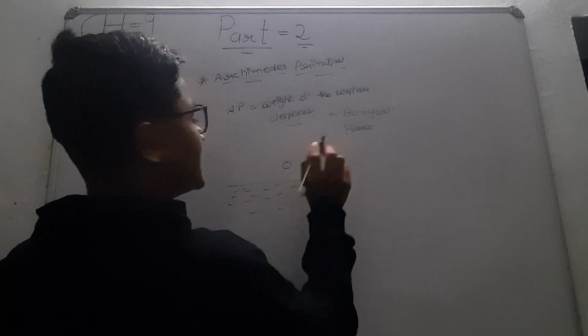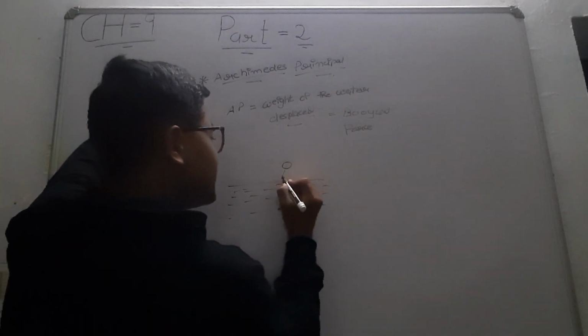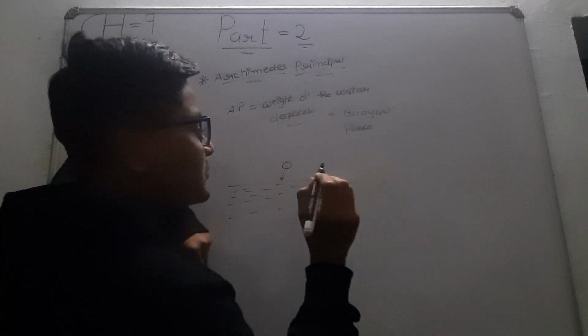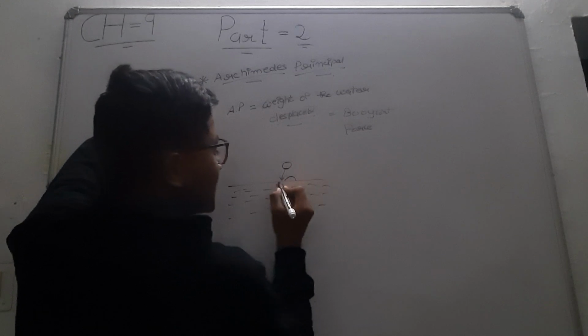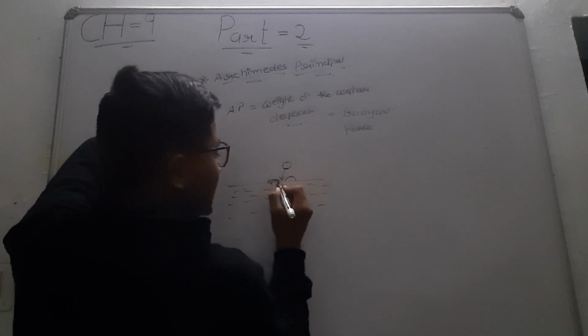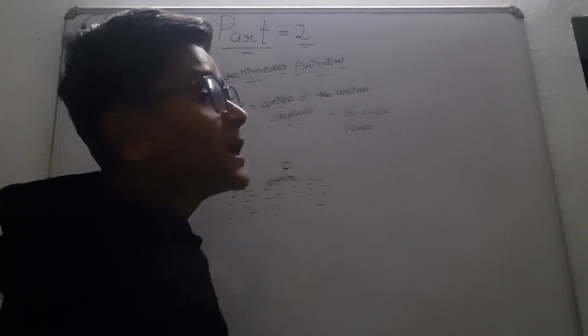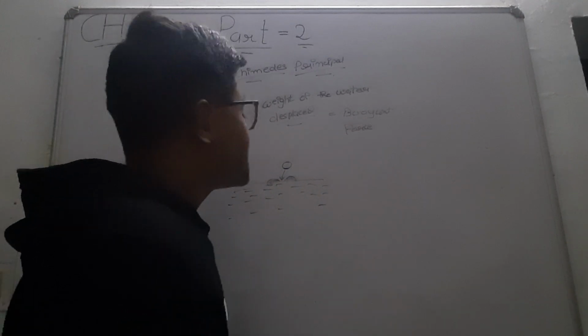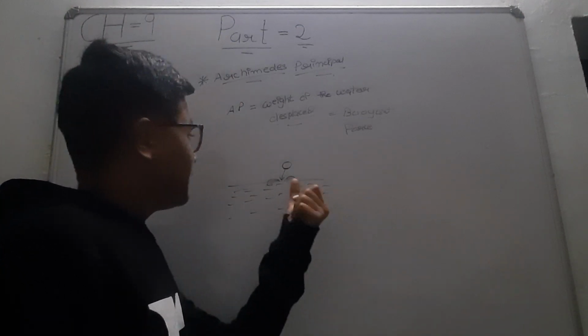This is a water body and this is a stone. When you throw the stone, it falls on the water, and the surface area of the stone is very small, only this much. It displaces the water, but it does not displace water as much as its weight.